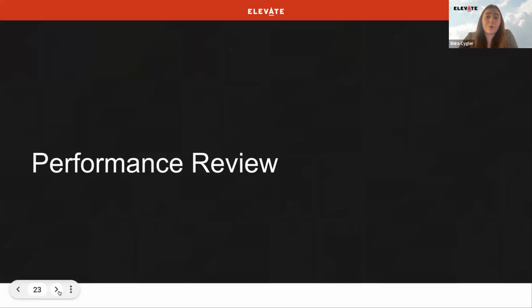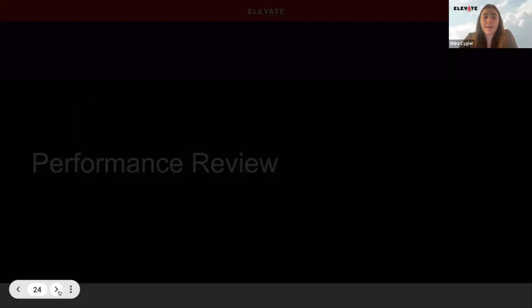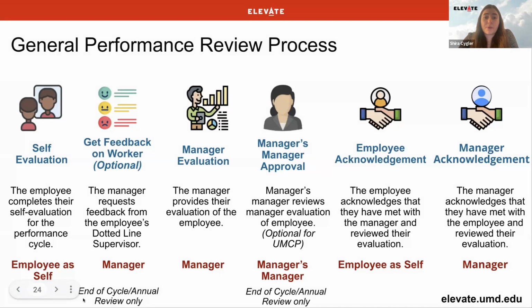We'll now switch gears to performance reviews, which will follow the cycles set in current state. Here we've outlined the general process overview for performance reviews. So each review will begin with an employee completing their self-evaluation. While most questions will be optional, employees are encouraged to use this opportunity to showcase their performance and reflect on improvement opportunities. During the end of cycle stage, the managers will then have the option to get feedback from an employee's dotted line supervisor or from another manager if desired.